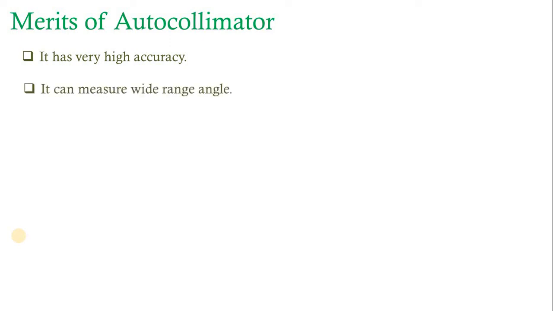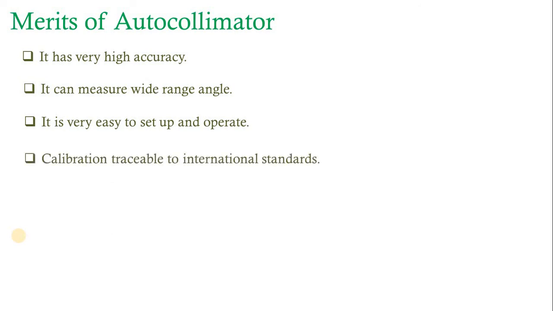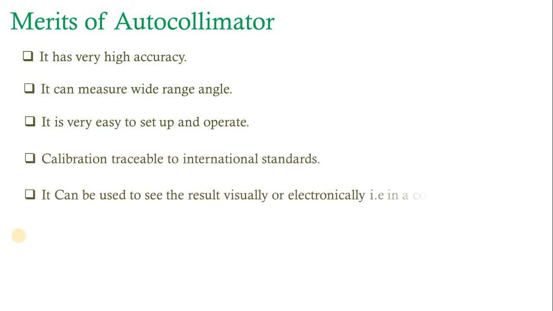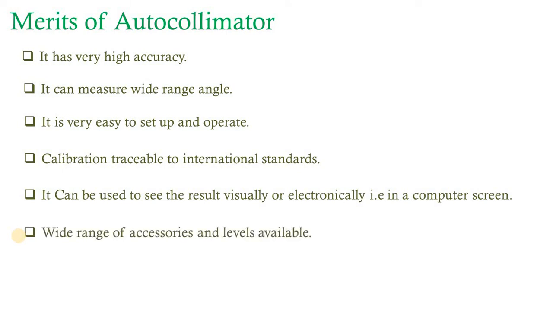So it has some merits, that is, advantages. It has very high accuracy. It can measure a wide range of angles. It is very easy to set up and operate. Calibration is traceable to international standards. It can be used to see the results visually or electronically, that is, on a computer screen. A wide range of accessories and levels is available. These are the merits. Now what are the demerits?